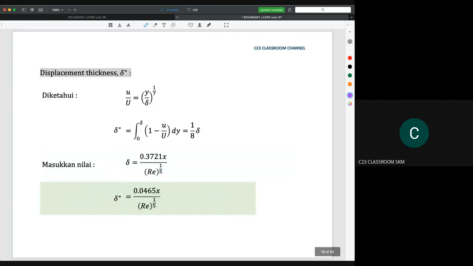Okay, and then we go for the displacement thickness. We know this is the velocity profile, and this is the equation for delta star. So we get 1 over 8 delta. We substitute the value of delta, and finally we can say that delta star is equal to 0.0465x over Reynolds number to the power of 1 over 5.